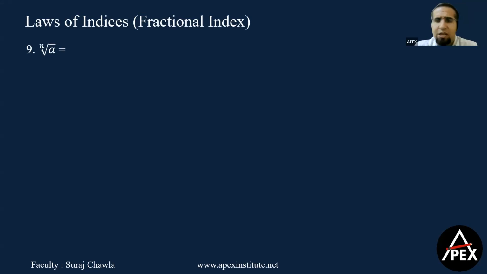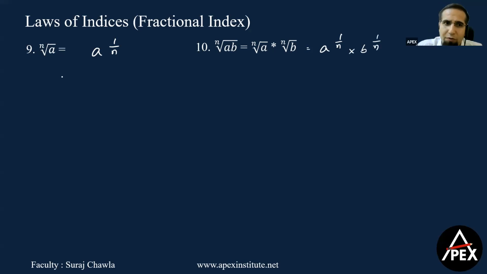Now, we have fractional index. If I have the nth root of a, to simplify this, the value becomes a to the power 1 by n. So this time, we are looking at the value of the fractional index, where the power is a fraction. Similarly, if I have the nth root of ab, we can split it as nth root of a into nth root of b, which can further be written as a to the power 1 by n into b to the power 1 by n. Whatever is the value of n, that becomes the fractional denominator here.